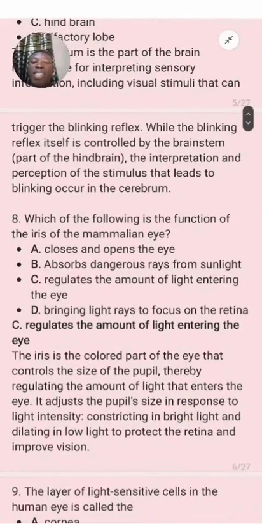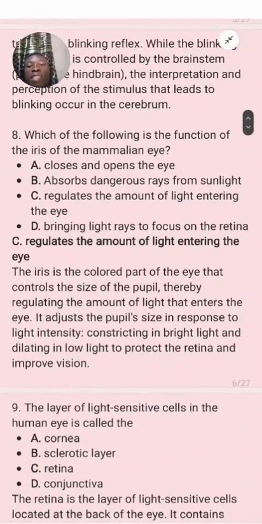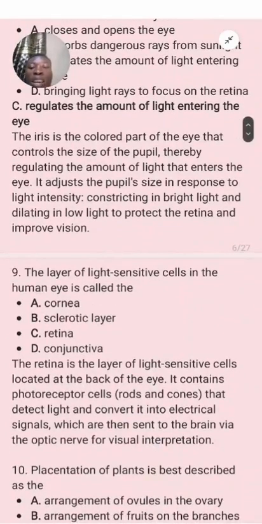So iris regulates the amount of light and it adjusts a pupil's size in response to light intensity. Okay, it will constrict in bright light and dilate in low light. Then question 9. The layer of light sensitive cells in the human eye is called a dash. The light sensitive cells, the layer, that is the retina.